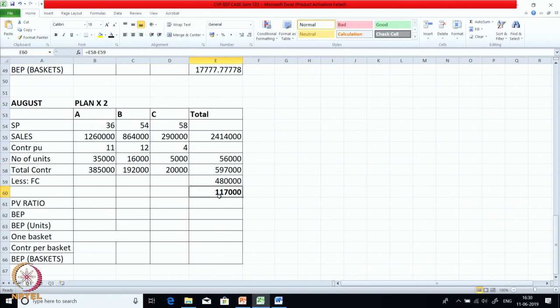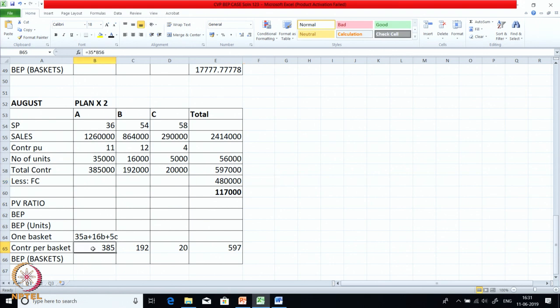Now we already knew that our profit is 117 for plan X2. Now what will be the basket? Suppose we have to go for a basket, the proportion is not 1 is to 1 is to 1 now, proportion is 35 to 16 to 5. So you can assume the basket to consist of 35 A's, 16 B's and 5 C's. Now based on this, compute the contribution per basket and compute the BEP in terms of number of baskets. I hope you are able to do it with me.